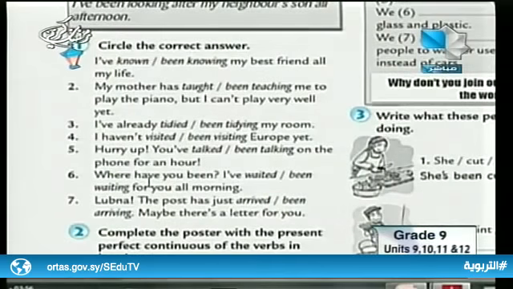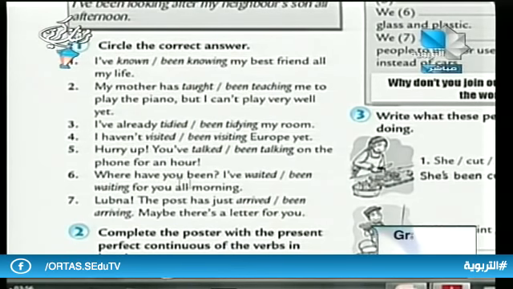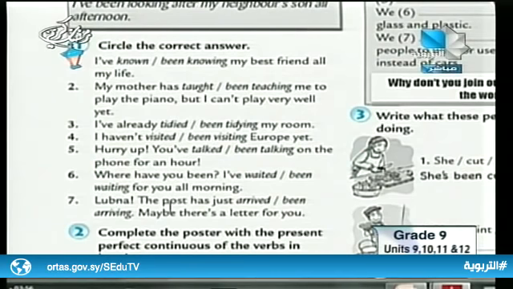Good. Okay, number 6. Where have you been? I've been waiting for you all morning. So here we have "all morning." It's only used with the present perfect continuous, unless the verb is a state verb. When the verb is a state, we use it with the present perfect simple.